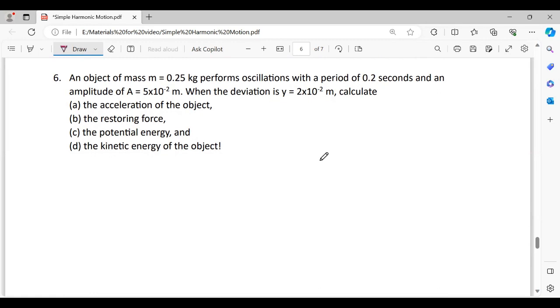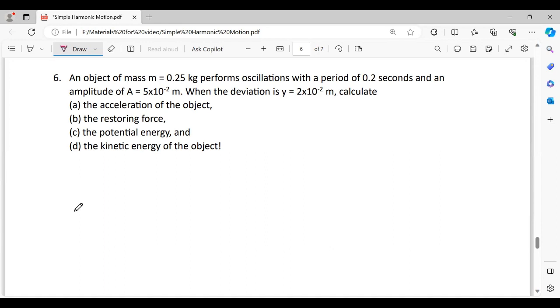And number 6. An object of mass 0.25 kg performs oscillations with a period 0.2 seconds and an amplitude A equals 5 times 10 power negative 2 meters. When the deviation is y equals 2 times 10 power negative 2 meters, calculate the acceleration of the object, restoring force, potential energy, and the kinetic energy of the object.